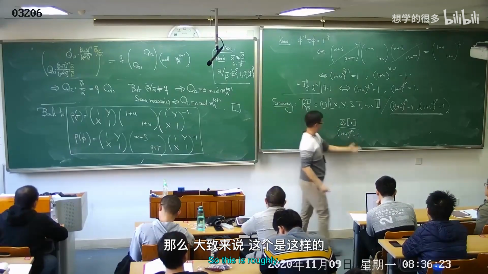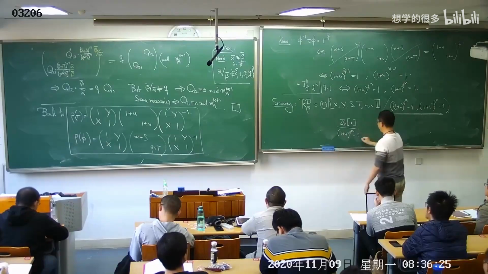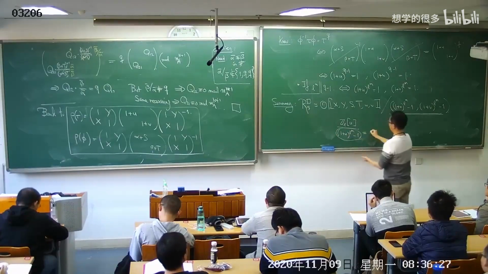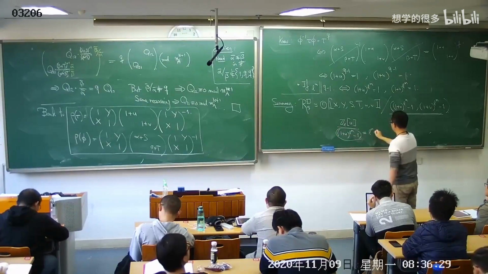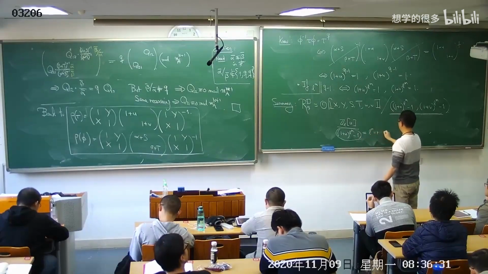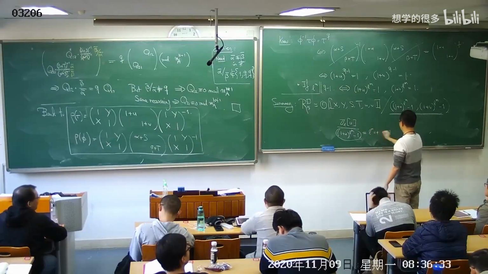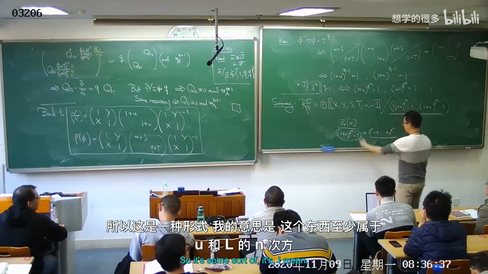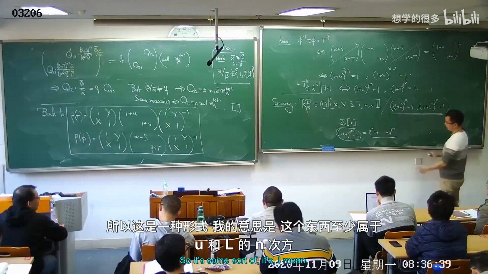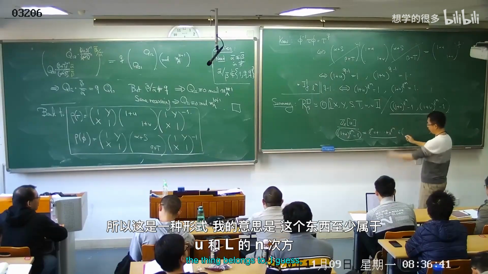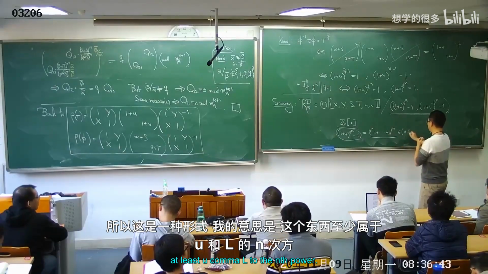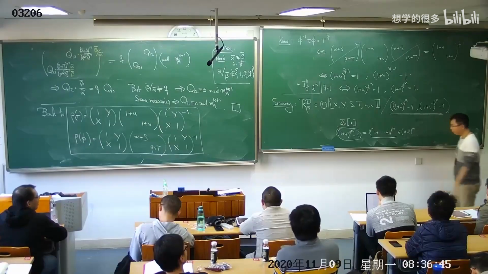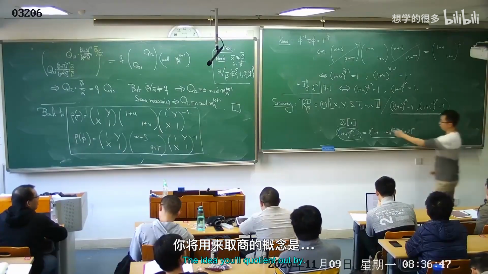So this, roughly, I mean, what is this thing here? Everybody knows how to compute it. So it's some sort of, I mean, this thing belongs to, I guess, at least U comma L to the mth power, right? The idea you quotient out by.